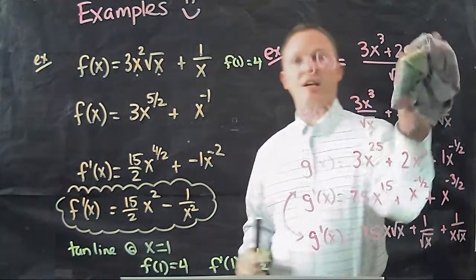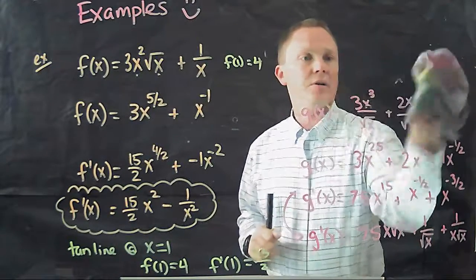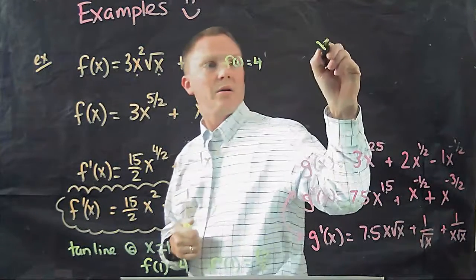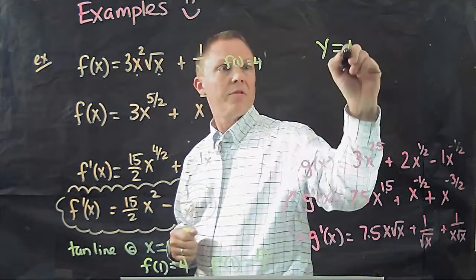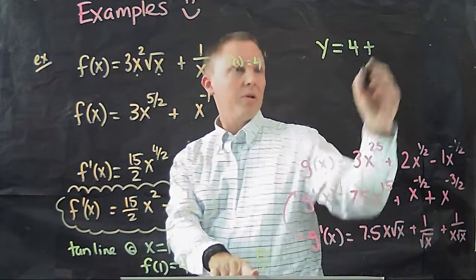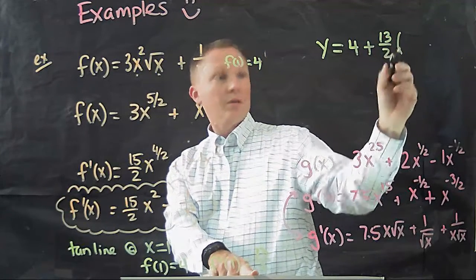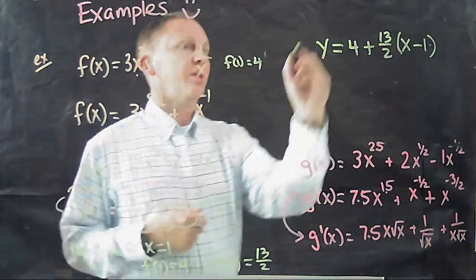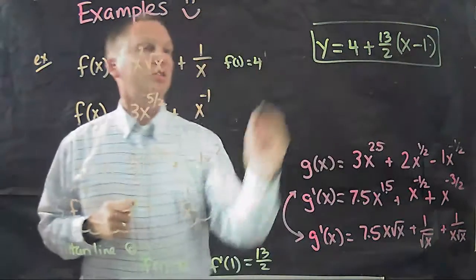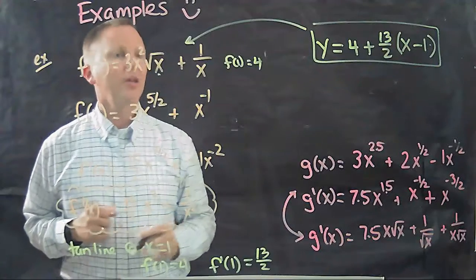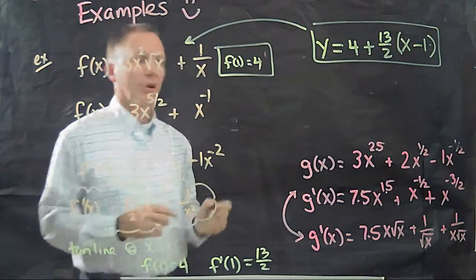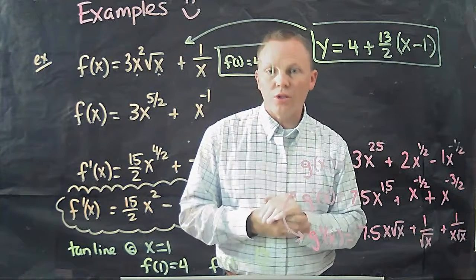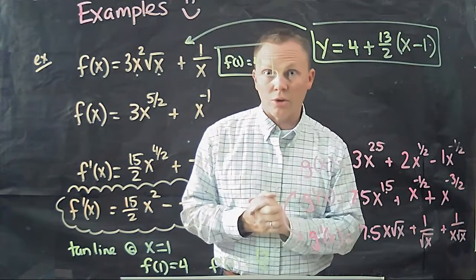And now my equation of my tangent line, I'll stick it up here so it pops. It's going to be y equals 4 plus slope 13/2 times x minus 1. Okay? So this right here is tangent to that function right there at the point 1, 4. Okay? So that's an example of how to use those 4 rules to find the derivatives using the shortcut rules.